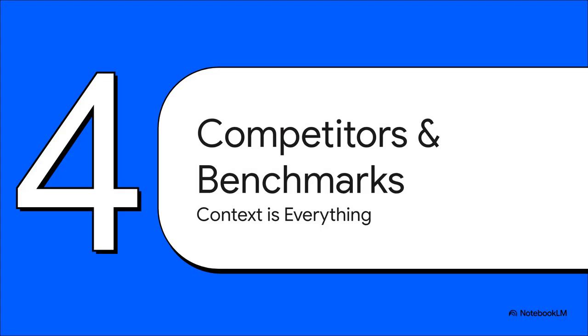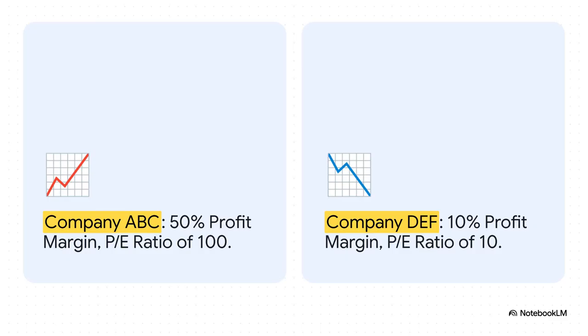Next up is section 4, comparing competitors and benchmarks. Because, as we'll see, context is literally everything. Check this out. If company ABC is pocketing 50 cents of profit on every dollar and company DEF is only keeping 10 cents, comparative analysis makes it super obvious who's running a tighter ship.